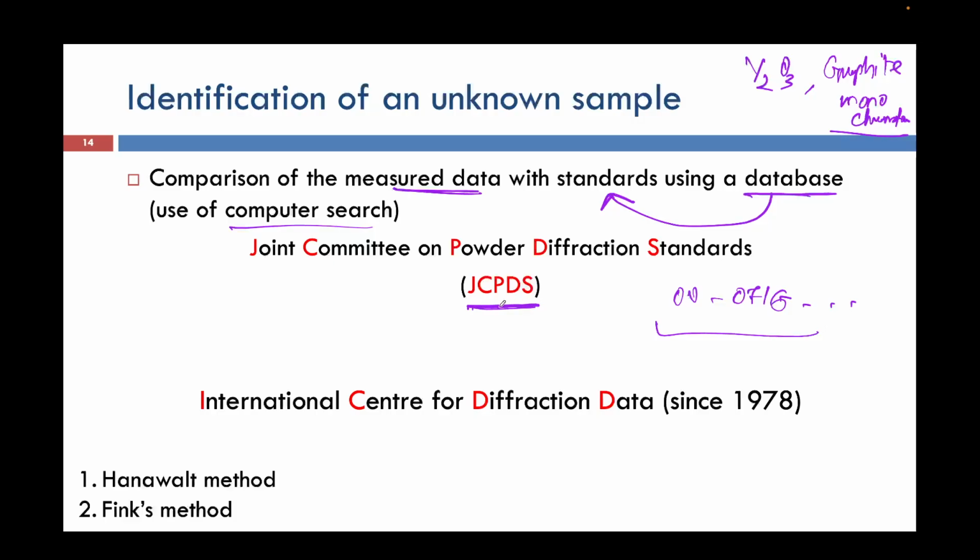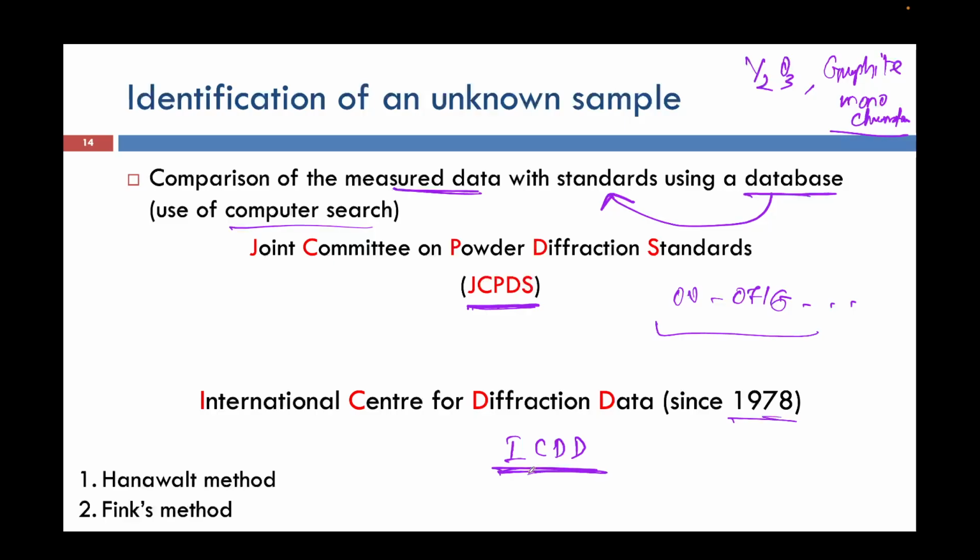So that is nothing but this JCPDS file, and this is the committee which decides which standards are to be kept where. And from 1978 this has been renamed as the International Center for Diffraction Data. Okay, and this is known as ICDD. So whenever we are doing an analysis, we always say that our data should be matched with the ICDD database. That is what the International Center for Diffraction Data is.